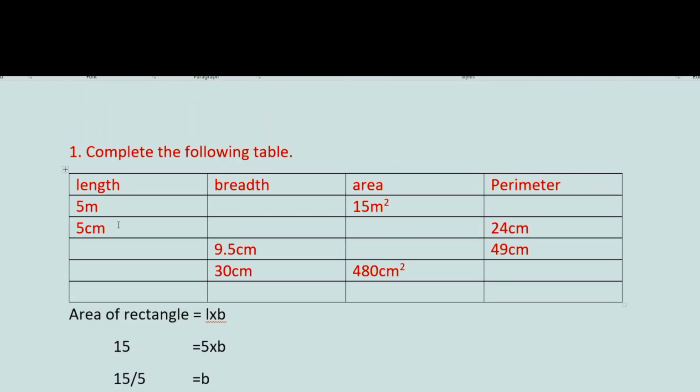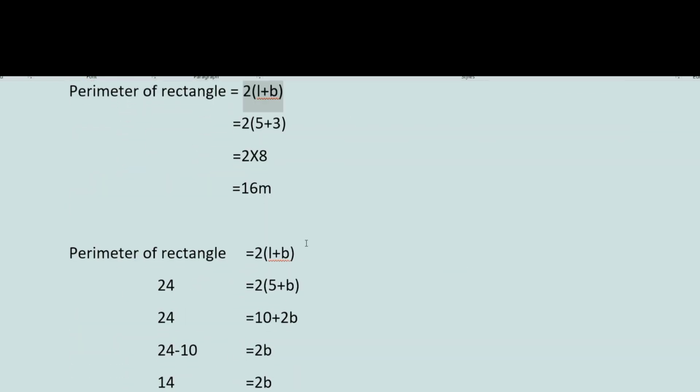Second case, length is 5 centimeter, and in this sum area is not given, perimeter is given to you. So we have to use the perimeter of rectangle formula. Perimeter of rectangle is 2 into (L plus B). In the length place you put 5, and breadth you don't have, so B only. 2 5s are 10. This 2 you have to multiply with both the values. 2 5s are 10 and 2 into B is 2B. Perimeter of rectangle is 24, so as it is copied here.